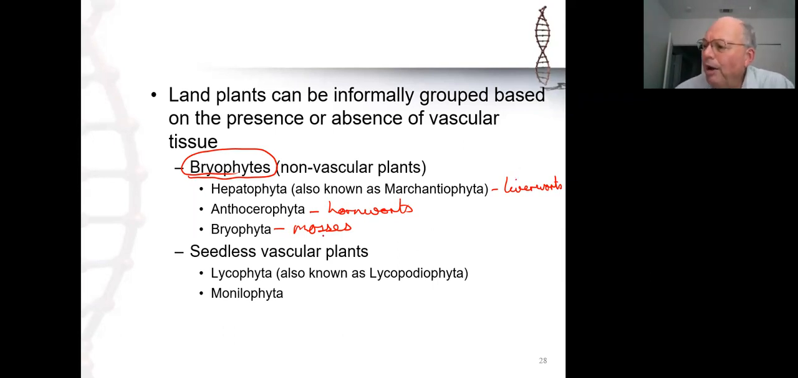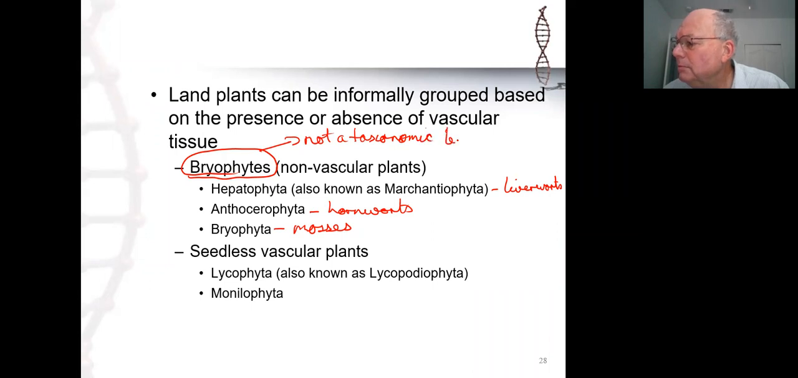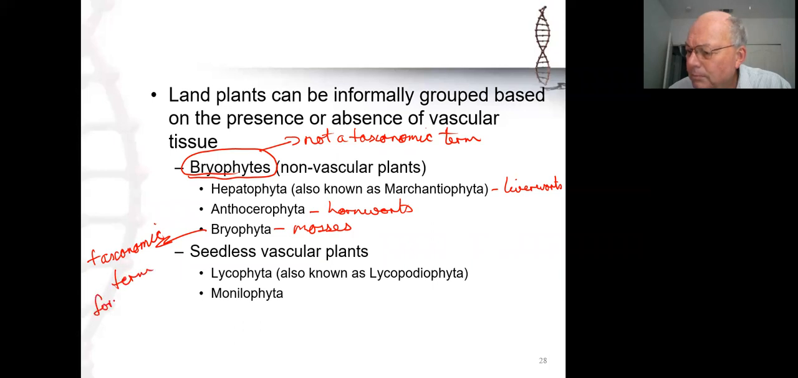So Bryophyta is a taxonomic term. Bryophyte is not taxonomic. And it's really important to remember that. So bryophyte is not a taxonomic term. Bryophyta is a taxonomic term. So we need to make that distinction.